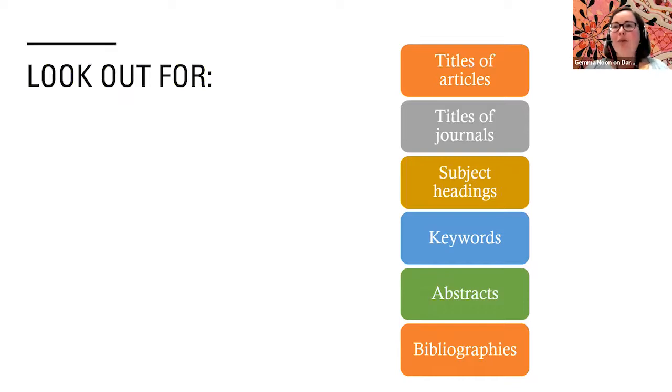And the bibliographies of the articles that you find as well. If you find a journal article and you think, this is exactly the kind of journal article that I want to find and use, I want to find more like this, have a look at the bibliography, because that can give you clues to other sources that you might want to look up that you mightn't necessarily have found otherwise.